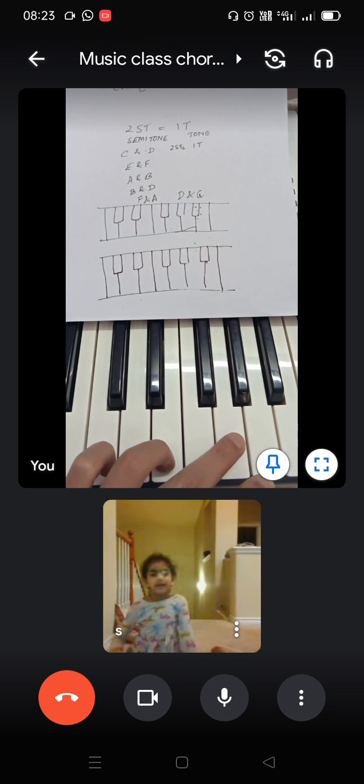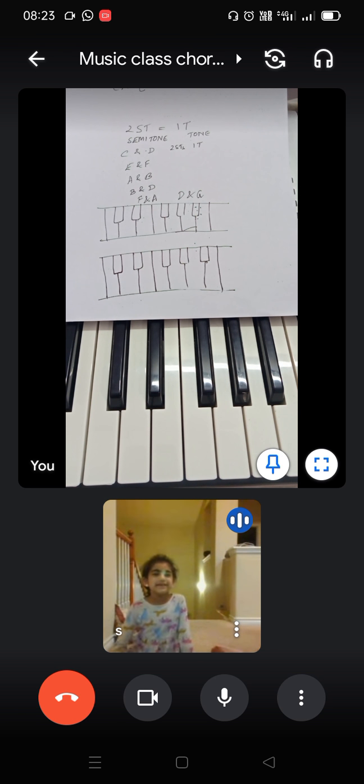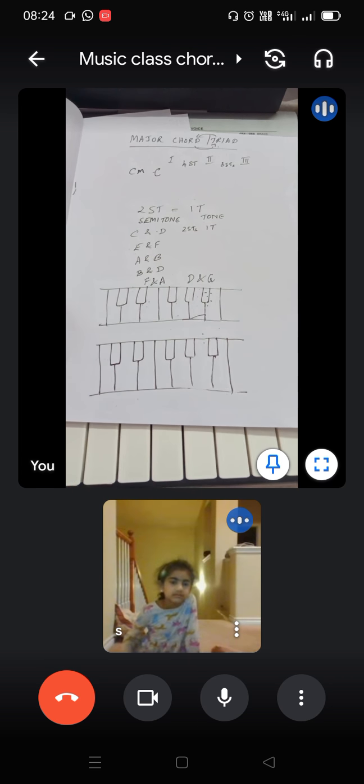Because if there's no sharp or flat between two notes, then there is no half a semitone. It's one semitone or two semitones. Okay? So between E and F, it is one semitone. Alright. So now we will construct the major chord. Alright?